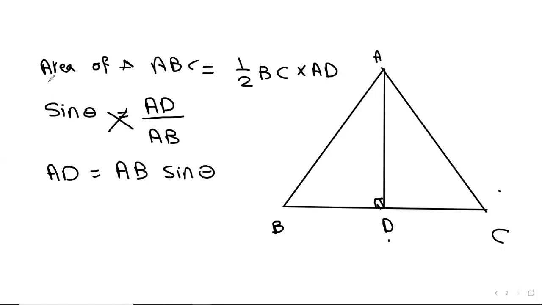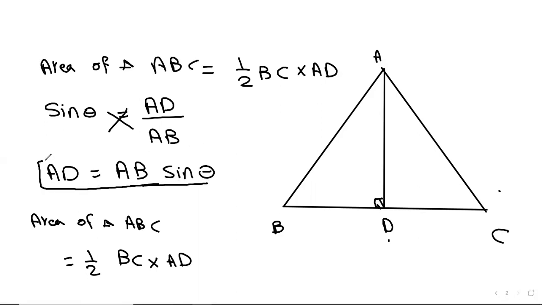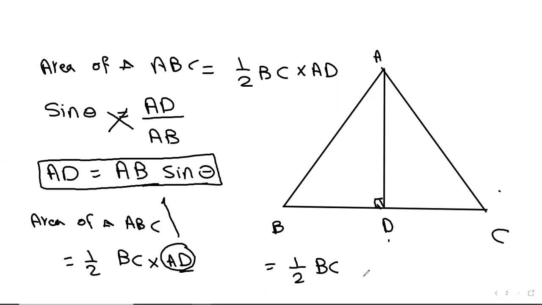Let's go to the area of the triangle ABC again. The area of the triangle ABC equals half multiplied by BC multiplied by AD. Instead of AD, we can write AB multiplied by sine theta. So substitute AD with AB sine theta. The area of the triangle will equal half BC multiplied by AB sine theta.